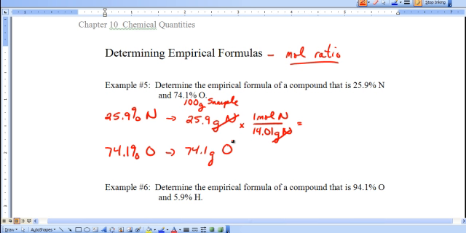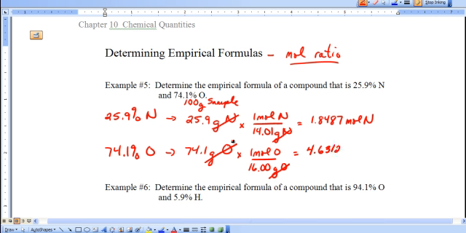and I'm getting 1.8487 moles of nitrogen in that sample. We're going to do the same thing with oxygen now. We're going to divide by the molar mass, 1 mole of oxygen over 16.00 grams of oxygen. The grams of oxygen will divide out, top and bottom. And now simply do the calculations. 74.1 divided by 16 is going to give us 4.6312 moles of oxygen.